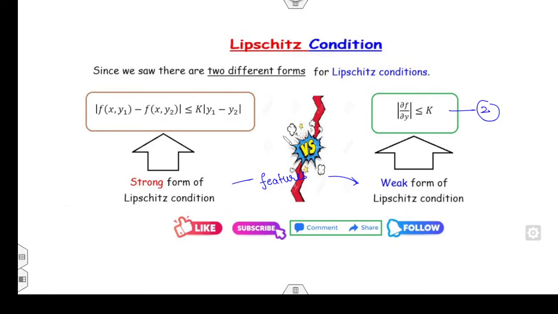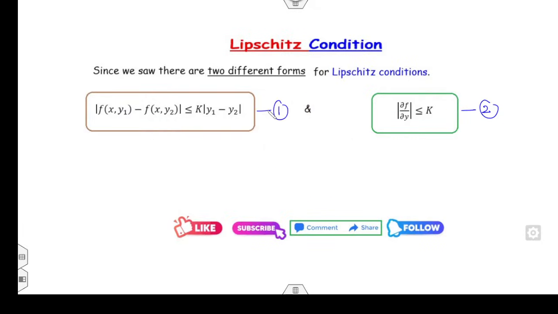That last lecture will teach you so much about the Lipschitz condition, something new to you as well. Now the question arises: in the examination, how do you know which condition you have to use to check the Lipschitz condition? First of all, I will tell you a simple tip.